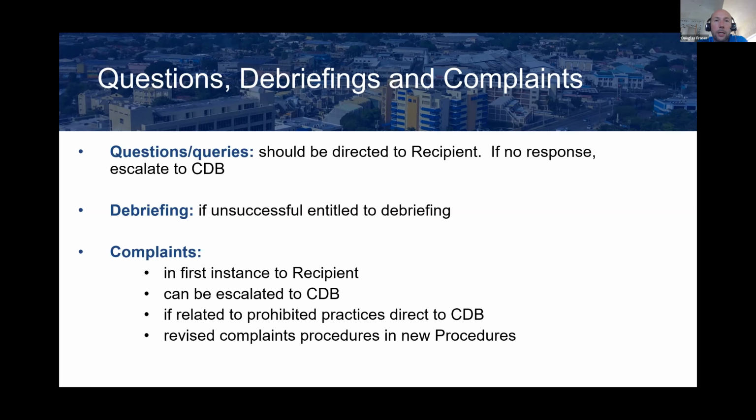The other thing to say is you're entitled to a debriefing where you're unsuccessful. Now, we believe this is important so that you can take from that experience and integrate that into future bids and proposals.